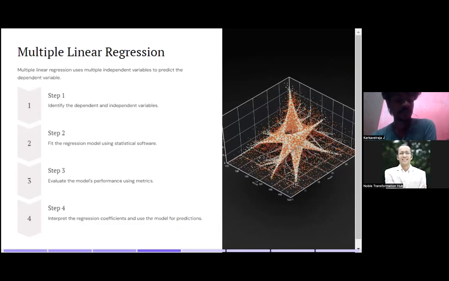Third is evaluating model performance using metrics. So we have to evaluate the model performance using metrics. And fourth is to interpret the regression coefficient and use the model for prediction. So we have to interpret the regression coefficient and we use the model for prediction. So this is how we can use multiple linear regression in machine learning. And the difference is only that here we have multiple independent variables. That is the only difference.